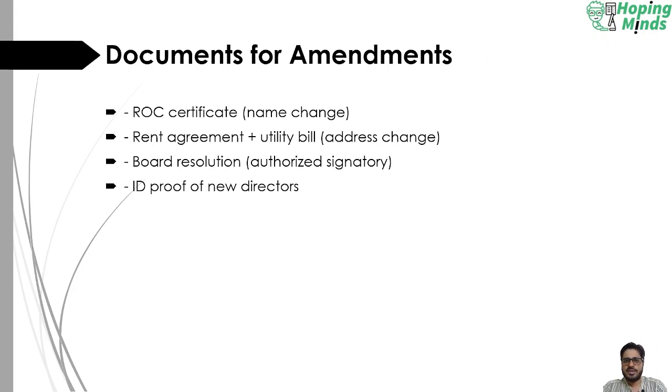Documents for amendments. Different sets of documents are required for amendments in different fields of registration. For example, a ROC certificate is required in case of name change. A rent agreement or lease agreement or no objection certificate along with utility bills are required in case of address change. A board resolution or a letter of authority is required in case of authorized signatory change, and ID proof of new directors is required in case of change in or appointment of a new director.